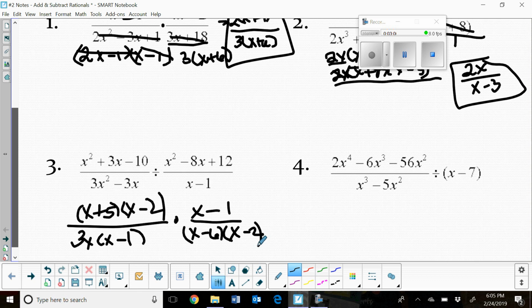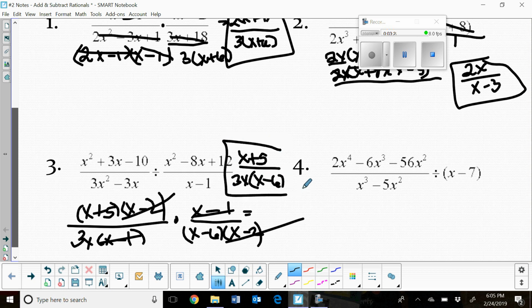Now I can cancel my like terms. So my x minus 2's cancel. My x minus 1's cancel. And I'm left with, I'm going to write it right up here so I have some room for the other problem, x plus 5 over 3x times x minus 6. And that's how you work this one.